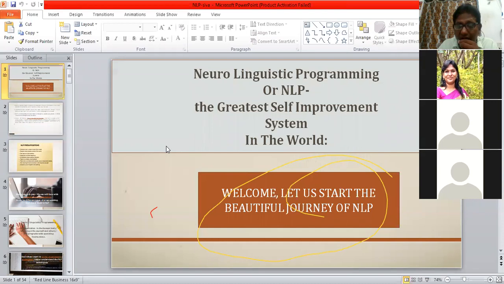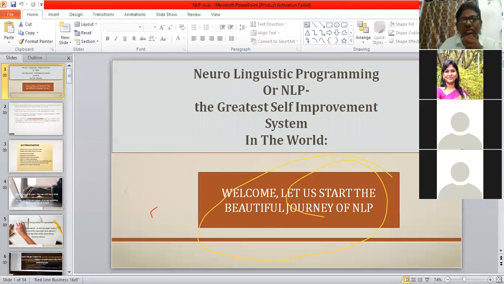There are good values and there are some negative values. Now NLP says there are some programs that already happened as far as values are concerned. But at this point of time, we can consciously create a program within ourselves. So now let us see something about values. I will go through this, then we can have a question and answer session, okay?